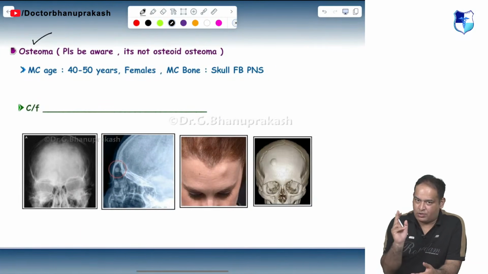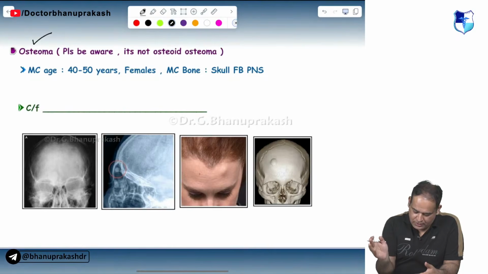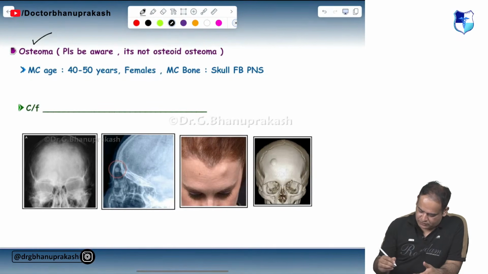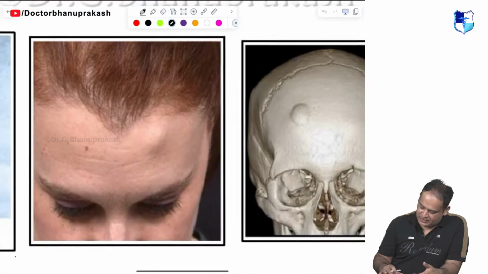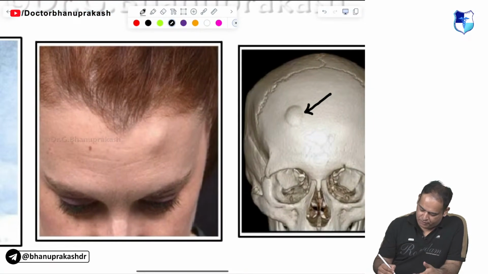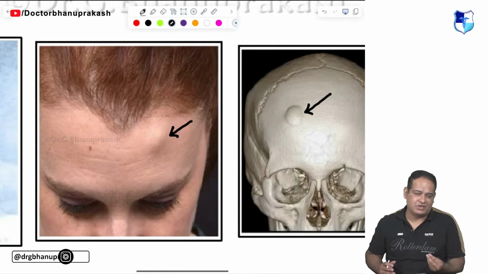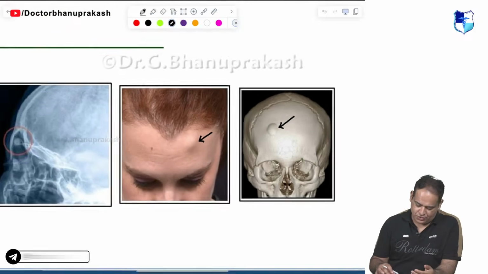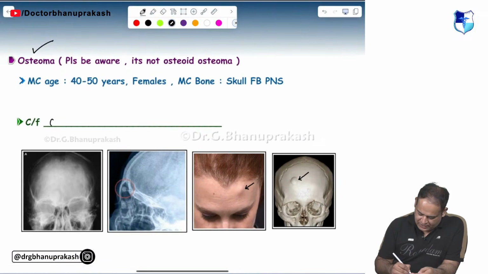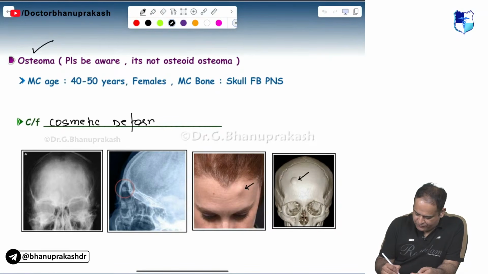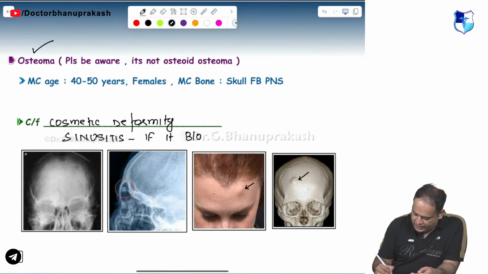Osteoma, pay attention, this is osteoma, not osteoid osteoma. Fine. So what is osteoma? At one point, the skull bone has enlarged a little bit. That is called as osteoma. Right? Now, clinical feature. Cosmetic deformity or sinusitis if it blocks a sinus.